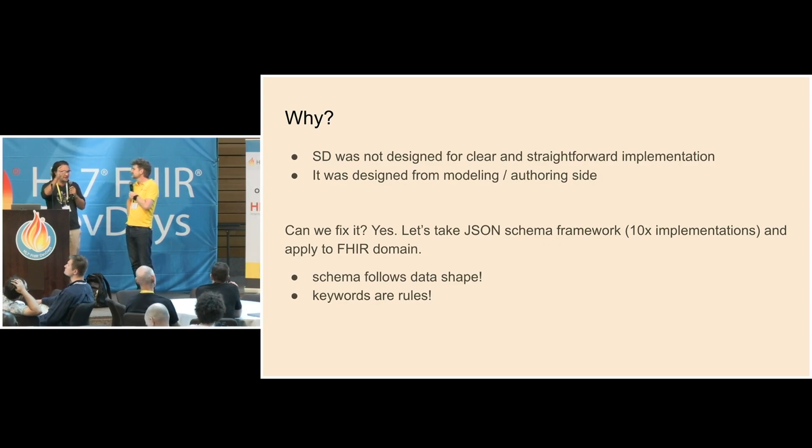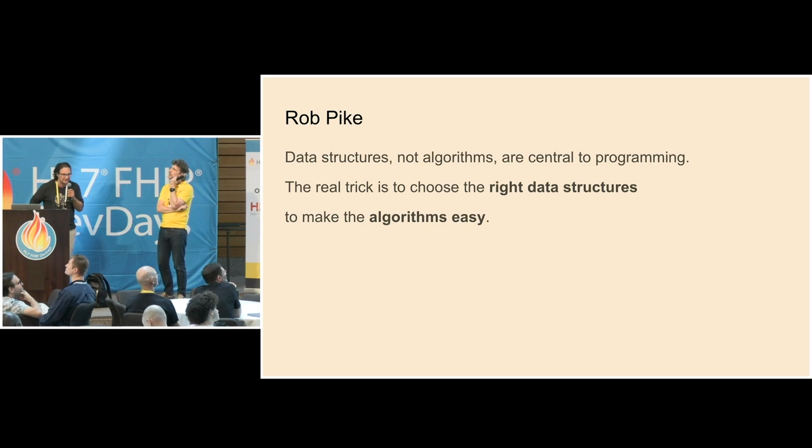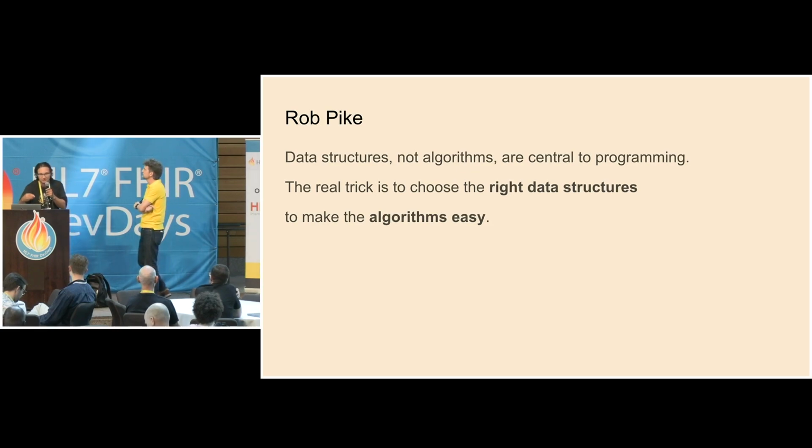Yeah, and another point that I think the answer is very simple. The data shape should be the same as the profile shape, as a schema shape. So then things become much easier. I do have a quote by Rob Pike: the data structure matters, not the algorithm, because if you pick the right data structure, the algorithm becomes much more straightforward. And I think that's the problem with the FHIR structure definition. It is not suited for implementation.